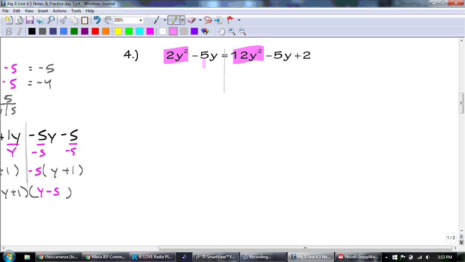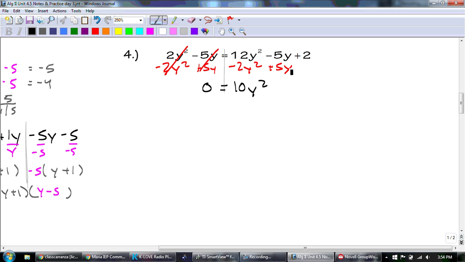Okay, so looking at our leading coefficients, move the smaller one, which is the 2y squared. So I subtract 2y squared from both sides. I'm adding the 5y to both sides. Those cancel. We're left with 0 equals 10y squared. And oh my gosh, those cancel too. So 10y squared plus 2.